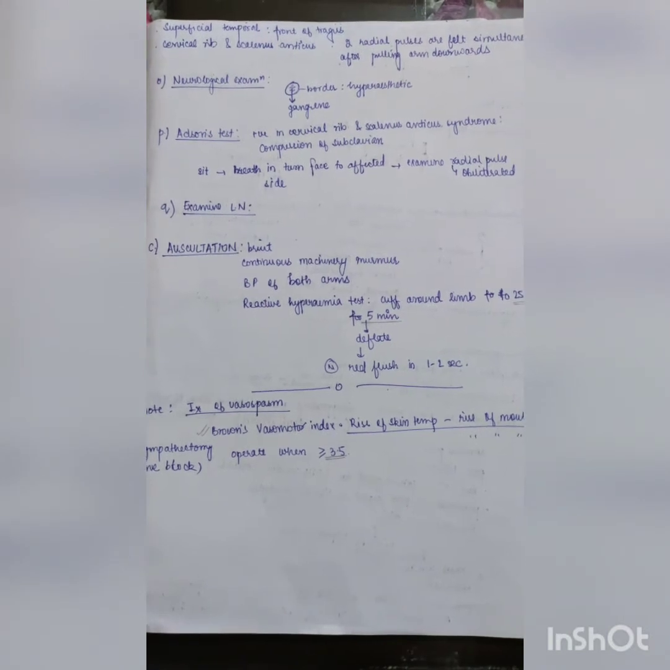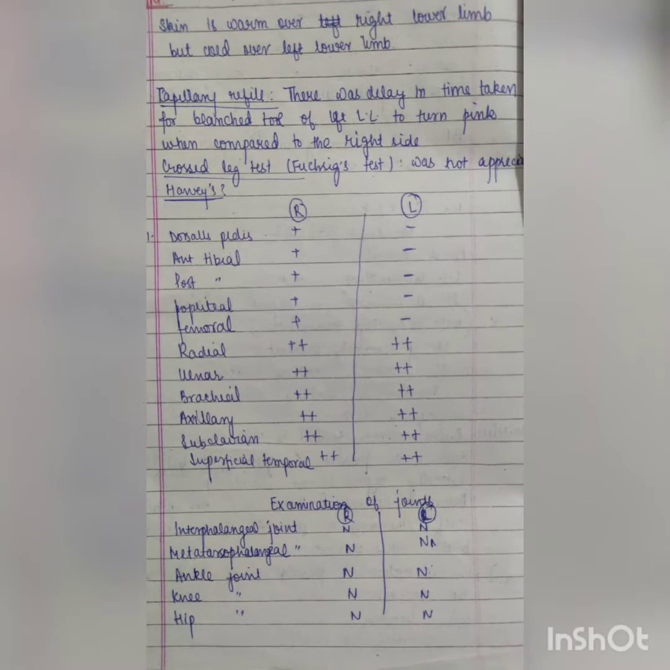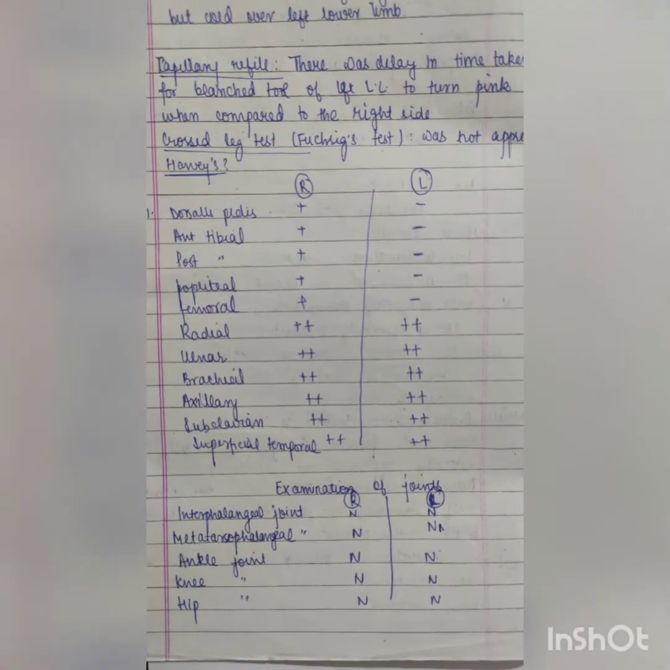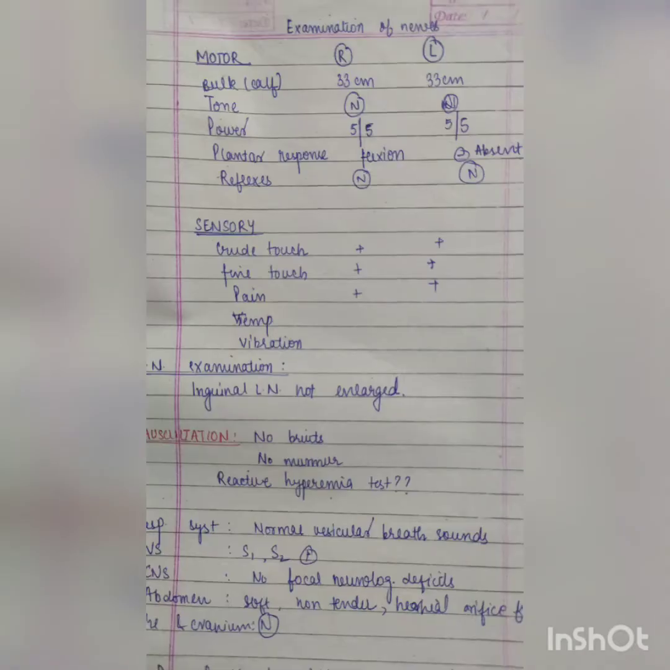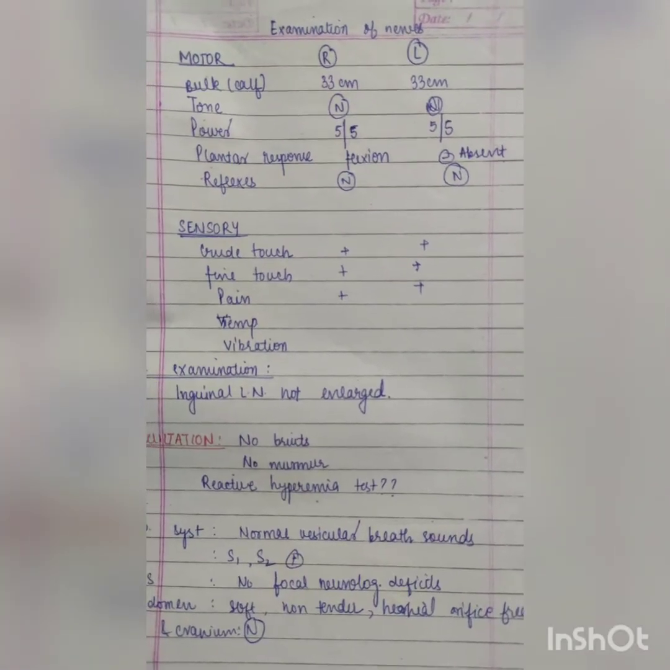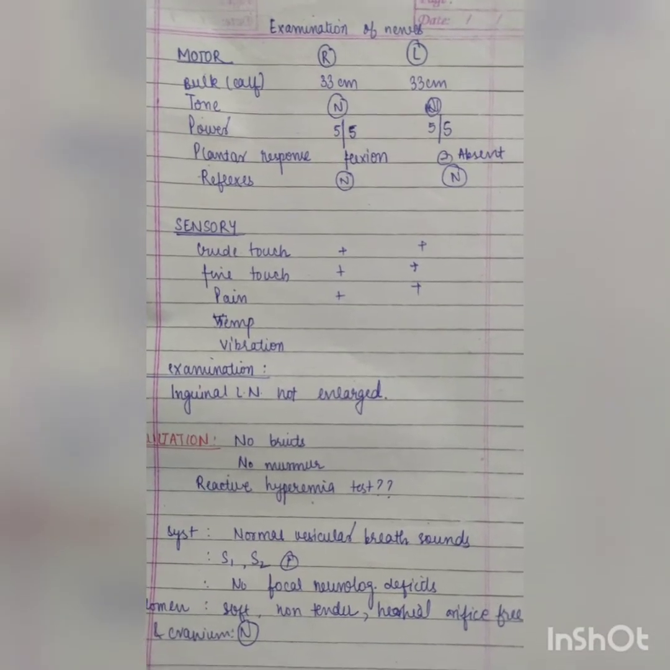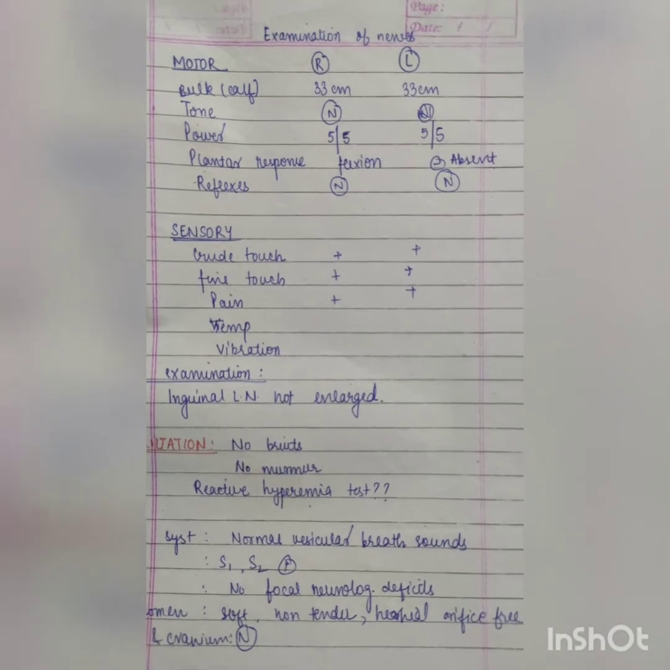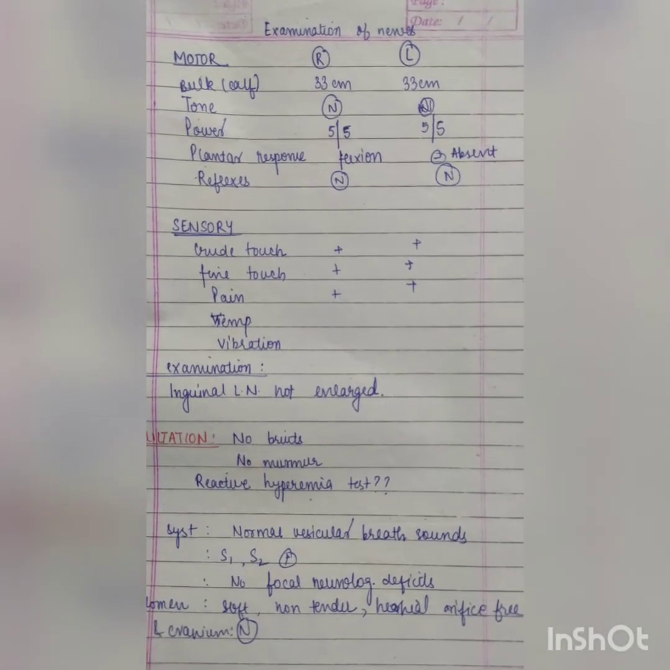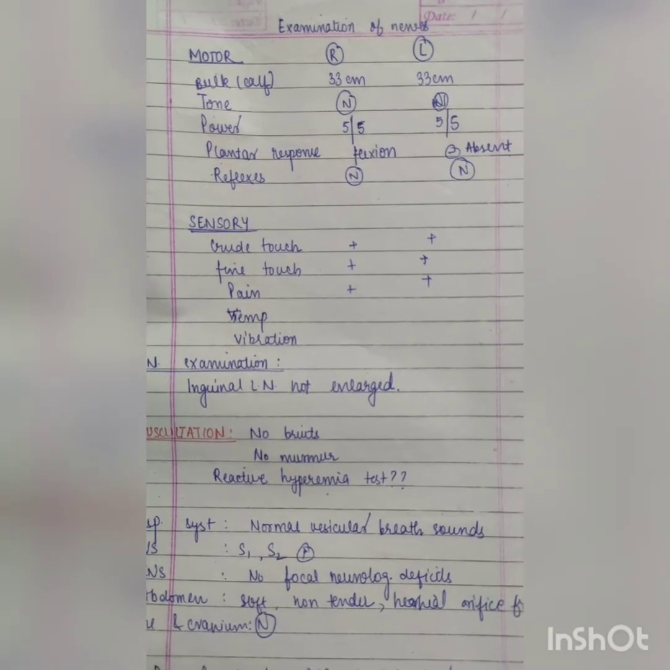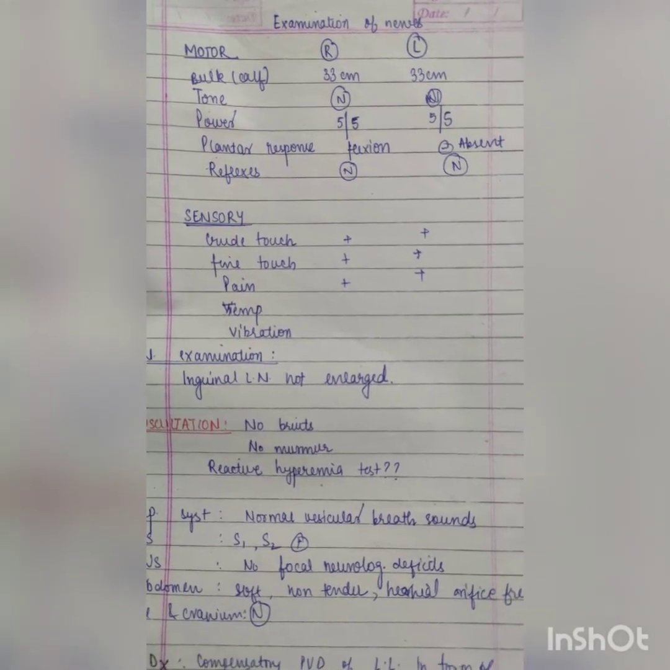Then the neurological examination. In this, you'll note down after pulses the examination of the joints: interphalangeal, metatarsophalangeal, ankle joint, knee joint, and hip joint. Then the motor examination, you'll note the bulk, like for the calf. You'll take a fixed bony point, then the tone, then the power, plantar response, and reflexes. In sensory examination, you'll note the crude touch, fine touch, pain, temperature, vibration.